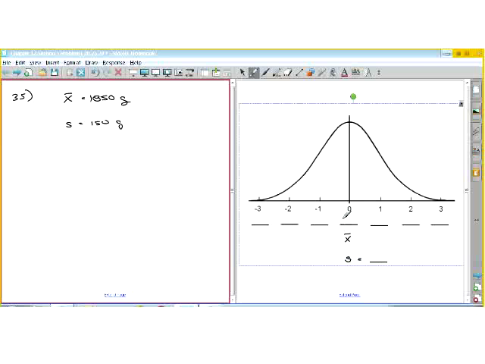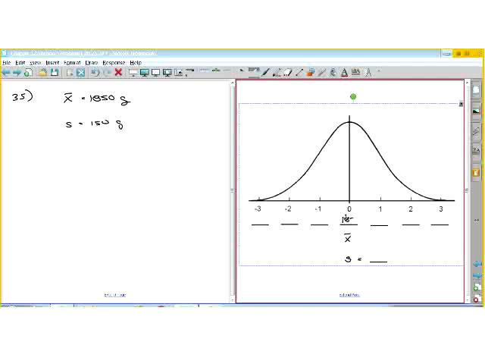So again, the mean is this number right here in the middle, 1850. Standard deviation is 150. So we add 150, and we get 2,000. And another 150, you get 2,150. And another 150, and we get 2,300. So that's to the right. We subtract 150, we subtract 150 again, and we subtract 150 again, and we get that.